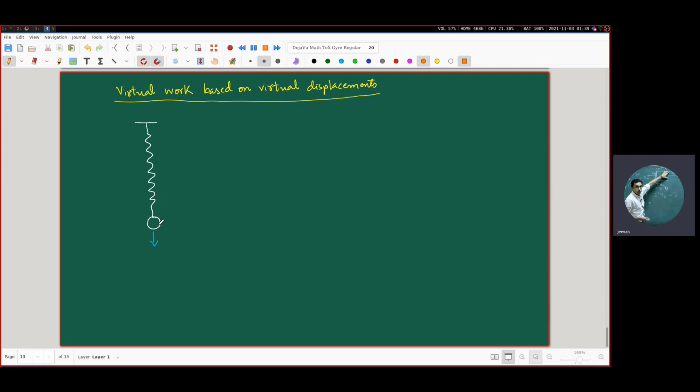The spring is in an extended fashion, but this extension is not a real extension. Okay, it's not a real extension, rather it's a virtual extension. So it is only in our thoughts that we have extended it. What do we mean by that? Only in our thoughts we have extended it?